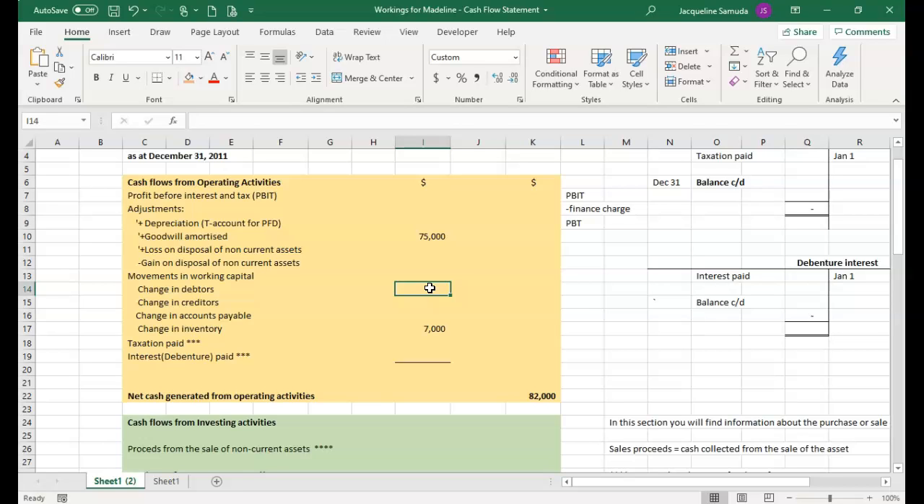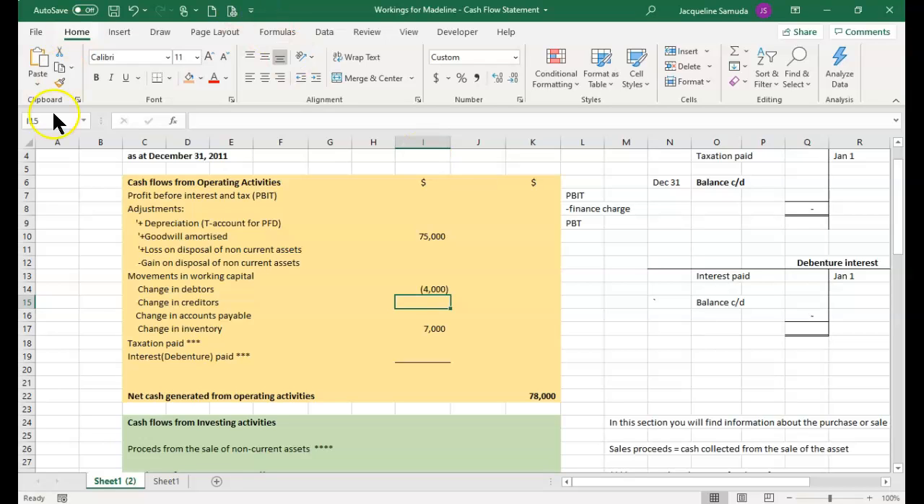So let me do that. So it's 12,000 in the previous year minus 16,000 in the current year. So we have a negative figure of 4,000, representing a situation where the debtors have gone up.